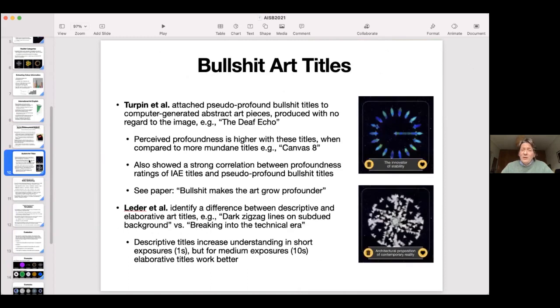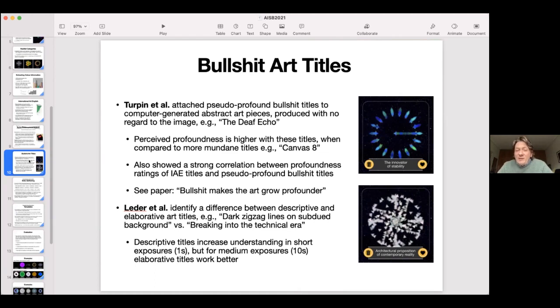So there has been some work on bullshit in art titles. Turpin et al. attached pseudo-profound bullshit titles to computer-generated abstract art pieces. And the titles were generated with no regard to the image, such as the death echo. They don't really give enough details about the image generation or the title generation, so I couldn't get stuck into that really. They did study the effect of these though, and they found that the perception of profoundness is higher with these titles when compared to more mundane titles such as Canvas 8. They also showed a strong correlation between the profoundness ratings of International Art English titles and these pseudo-profound bullshit titles.